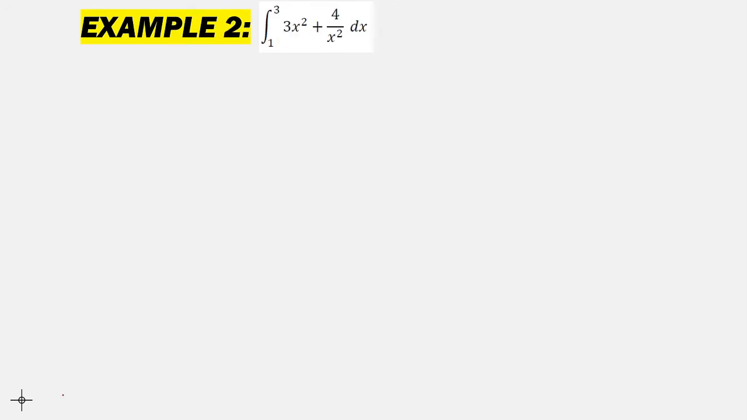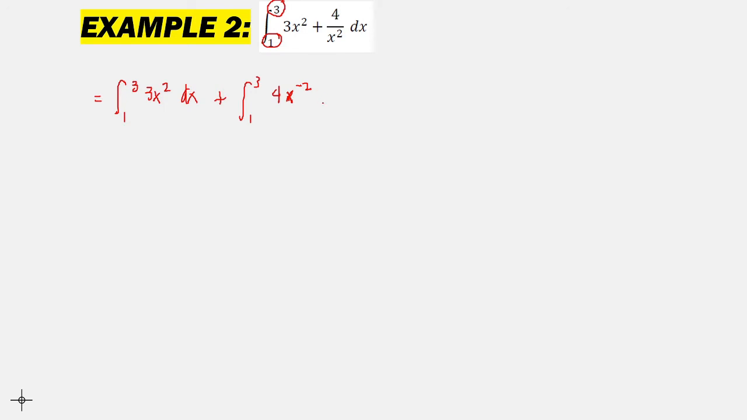So number 2. For number 2, same process. The integral of the function 3x squared plus 4 over x squared dx from 1 to 3. So our lower limit here is 1, our upper limit here is 3. Therefore, we can solve this as from 1 to 3, 3x squared dx plus from 1 to 3, we are going to bring x squared up.